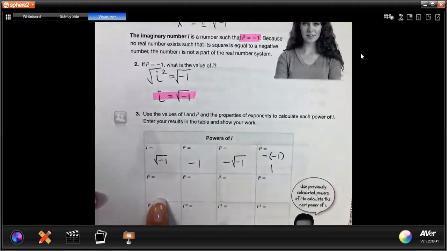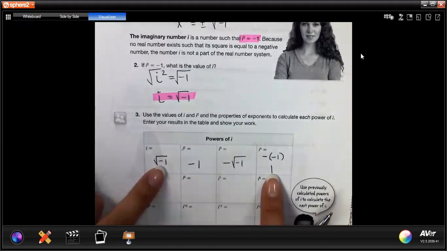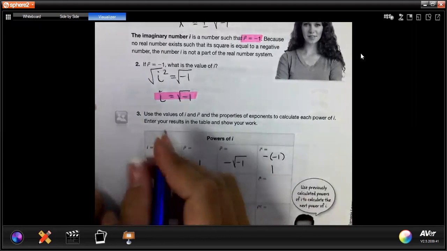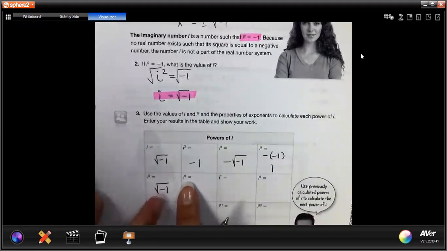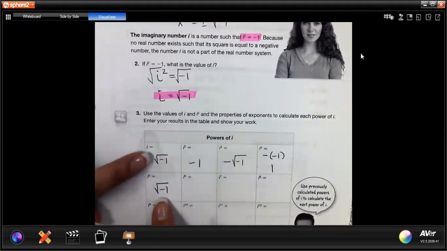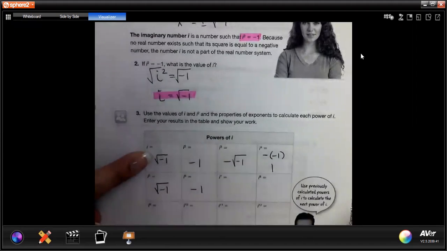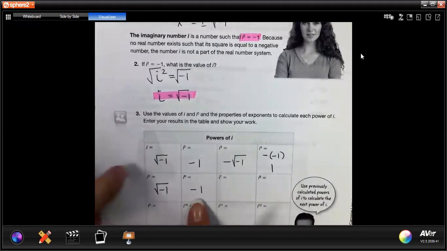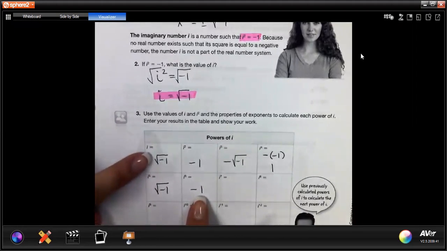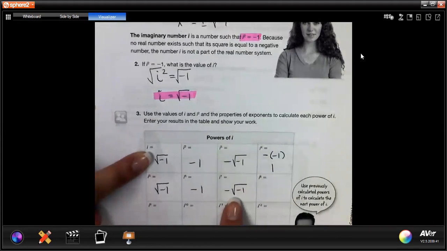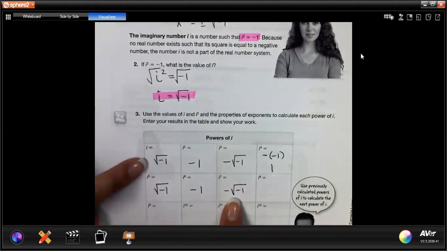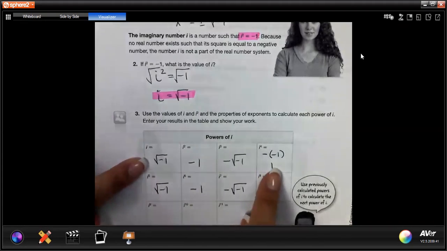When we go to i to the fifth, we would multiply these two together, and 1 times anything is itself, so that would be the square root of -1. To get i to the sixth, we would do these two together, and when we multiply these two together, the square roots cancel, and we get -1. For i to the seventh, we would multiply these two together, and a -1 times the square root of -1 gives us negative square root of -1. To get i to the eighth, we would multiply these two together, and that's the same thing that we did here, so we're going to have that 1 again.